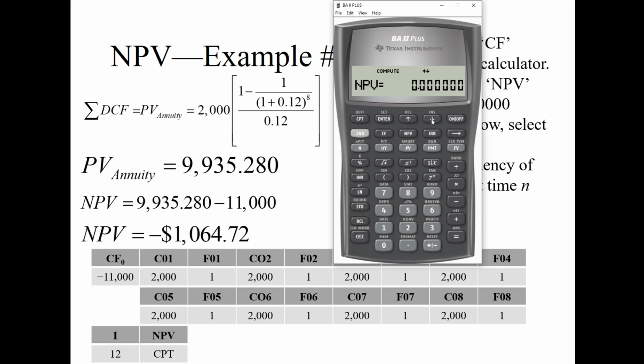And I want to compute that, so I'll hit CPT. And here we see our net present value of a negative $1,064.72.